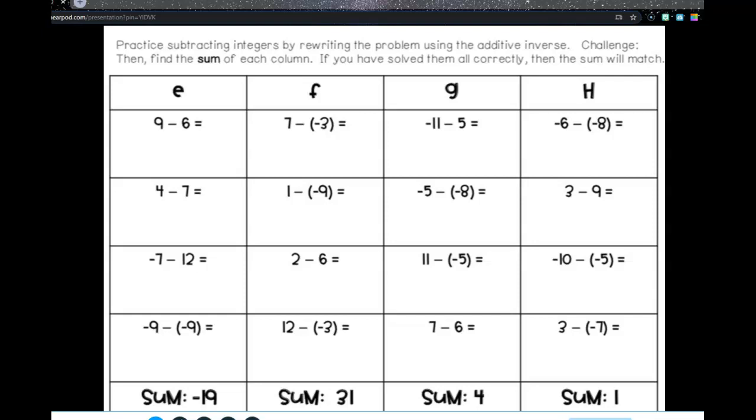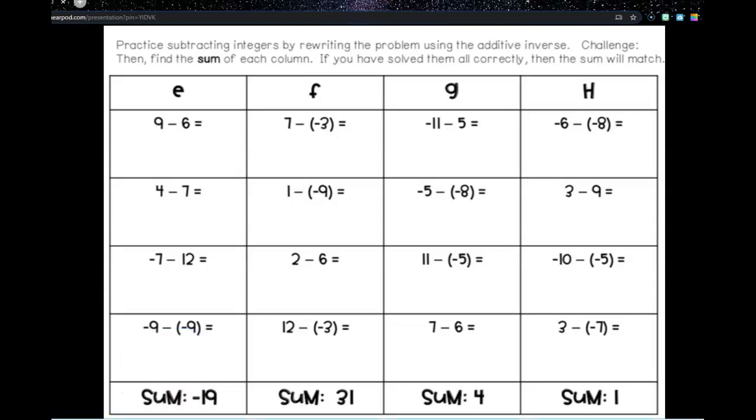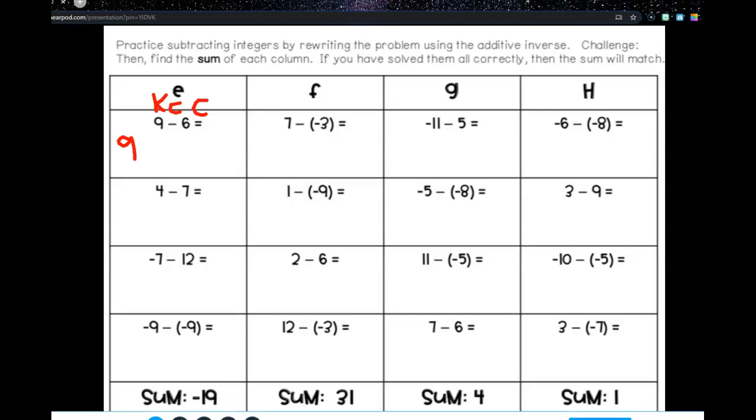Okay. So the 9 minus 6. Well, if I just asked you what 9 minus 6 is, what would you tell me? I will tell you it equals 3. Right. So a lot of people are just trying to do this worksheet without actually doing the keep, change, change. So we're going to K, C, C. We're going to keep the 9. Change the sign to what?